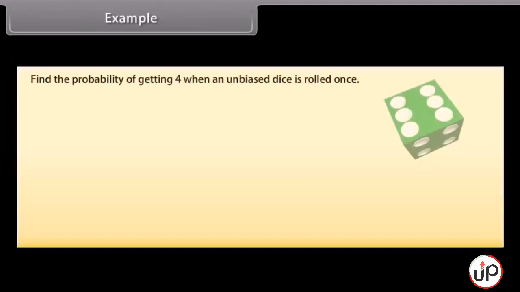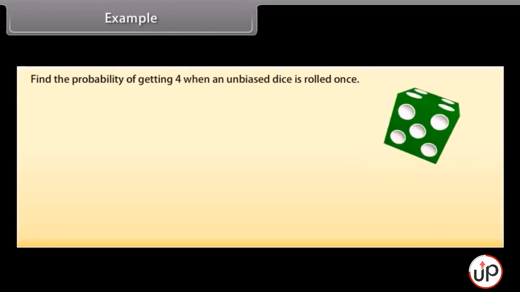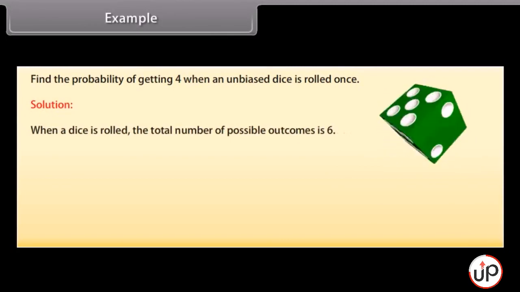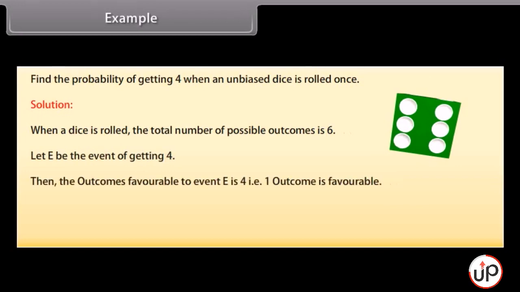Example. Find the probability of getting 4 when an unbiased dice is rolled once. Solution. When a dice is rolled, the total number of possible outcomes is 6. Let E be the event of getting 4. Then, the outcome favorable to event E is 4, that is, one outcome is favorable. Hence, P(E) is equal to 1 upon 6.